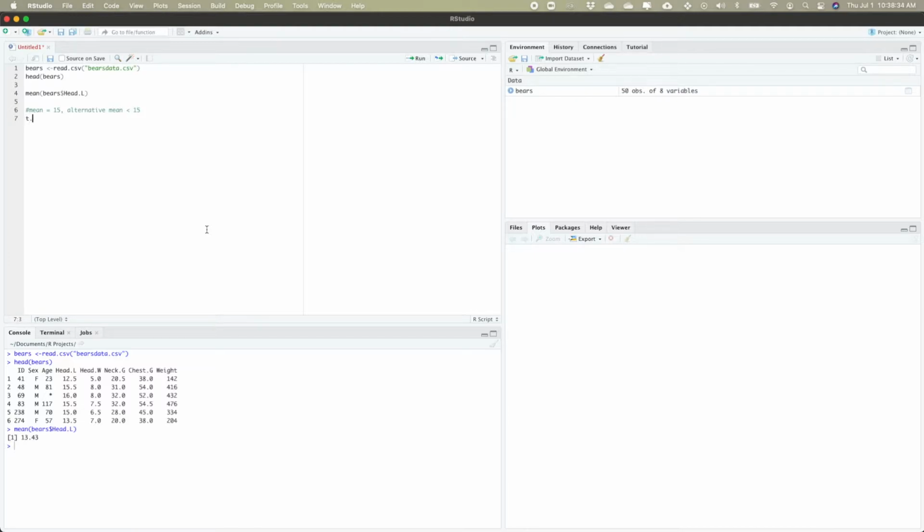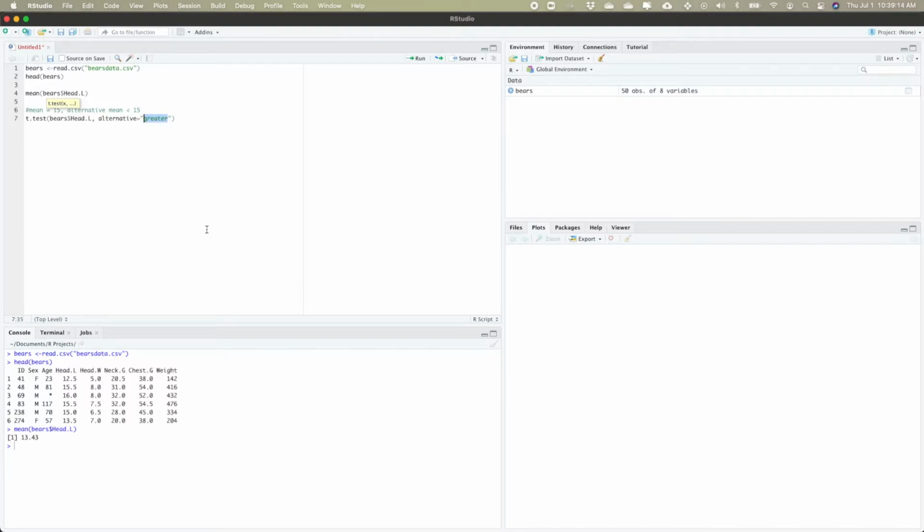In this case, we're going to use the command t.test. The first thing I need to put in is the variable that I'm considering. I'm considering the head length. The second is I'm going to do alternative equal to, and I have three options that I can put here. I can put in two.sided. This would be if I had a not equal to test. I can put in the word less for a less than test, or greater for a greater than test.